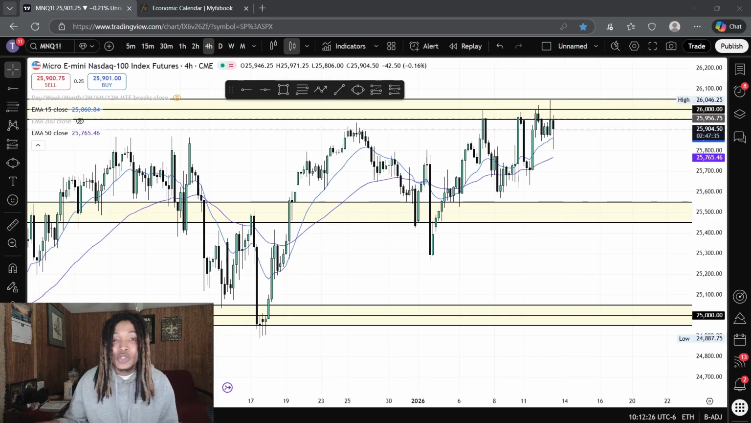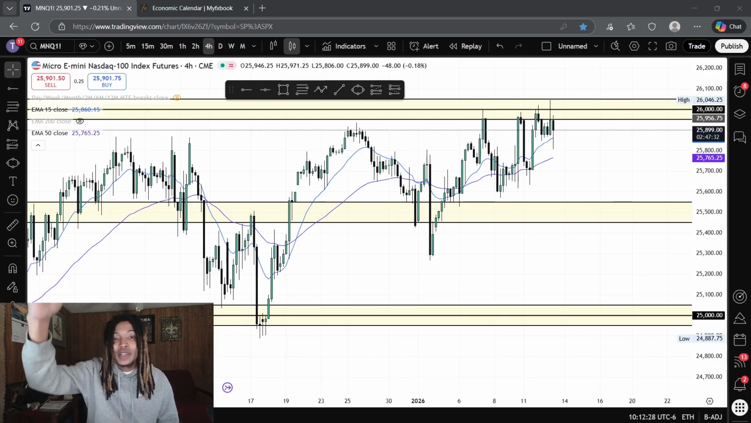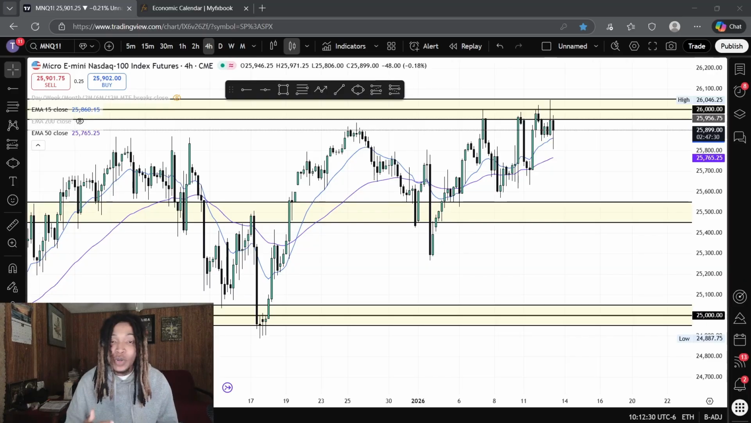200 is just like a long-term EMA. If it's above the 200 EMA, that means it should be bullish. If it's below the 200 EMA, that means the market should be bearish. So now first we're gonna talk about the 15 and the 50.